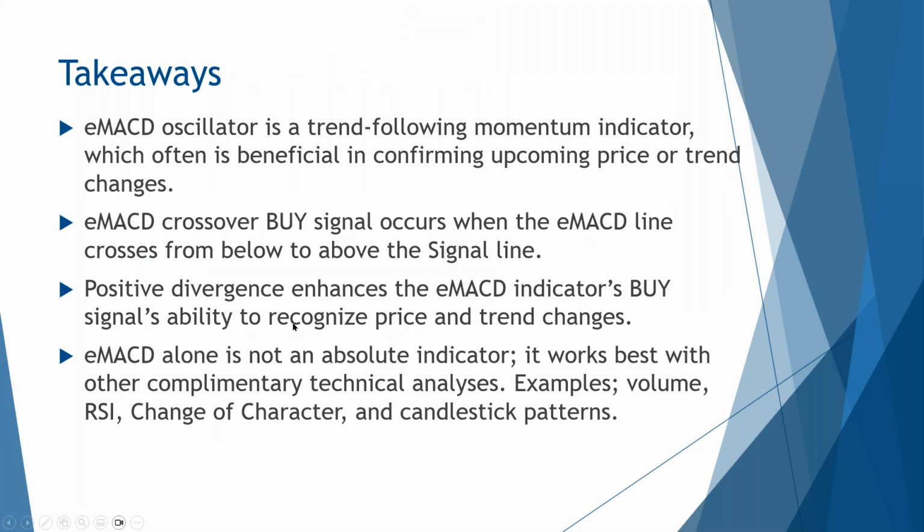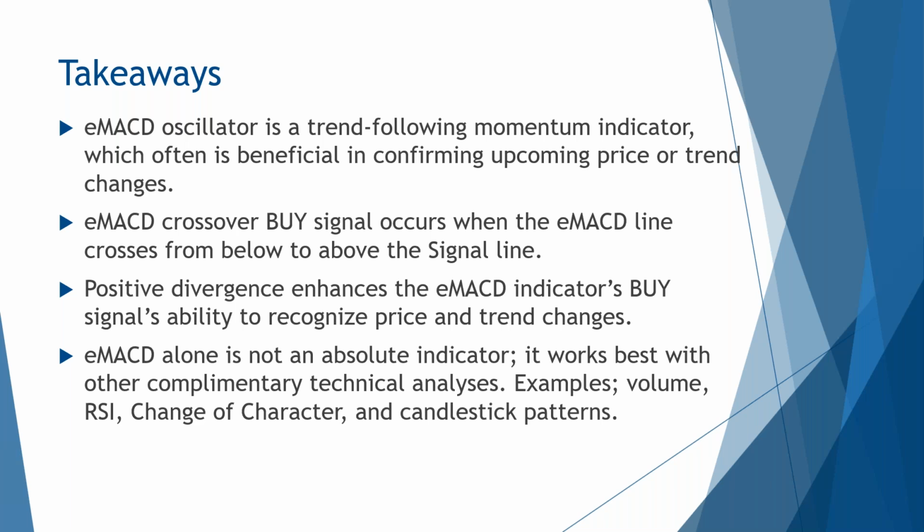So those two slides are in there. They're just kind of jumping off points for you. So what are some of our takeaways? Well, again, remember the oscillator is just a trend following momentum indicator, and it does help us in confirming upcoming price or trend changes. Remember that the buy signal occurs when the MACD line, the gray line, crosses from below to above. Again, maybe look at a higher time frame for that supportive confirmation in terms of both of those MACDs doing the same thing.